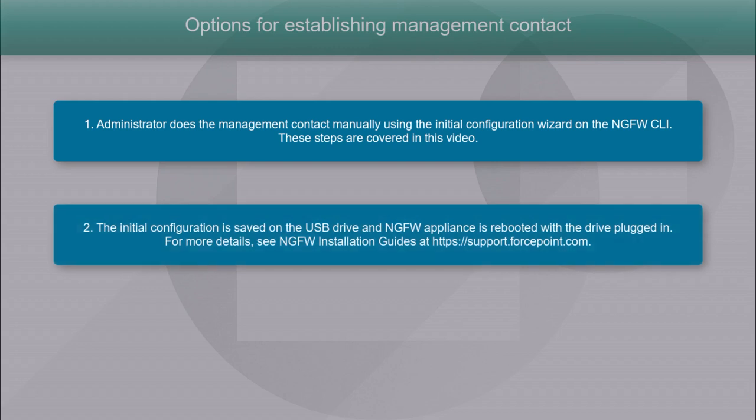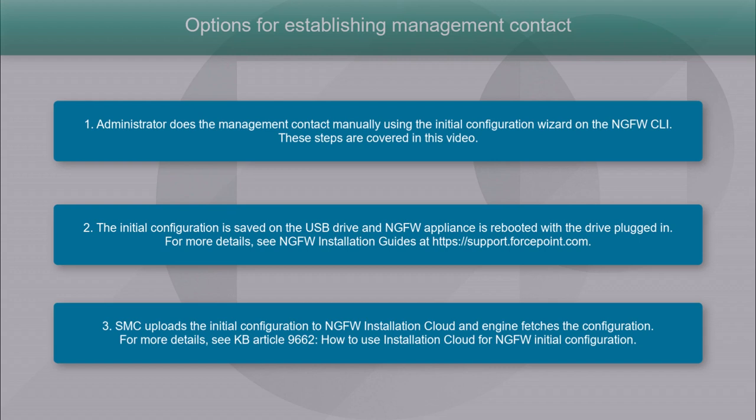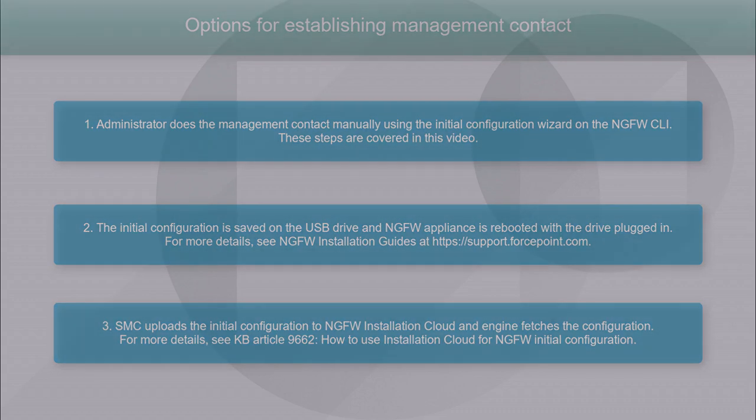The second option is to save initial configuration to USB drive, plug the USB drive to NGFW appliance, and then power on the appliance. NGFW software will then attempt to establish management contact using settings stored on the drive. For further details on this option, refer to NGFW installation guides. The third option is to use NGFW installation cloud. For additional information on this option, check KP article number 9662, How to use installation cloud for NGFW initial configuration.